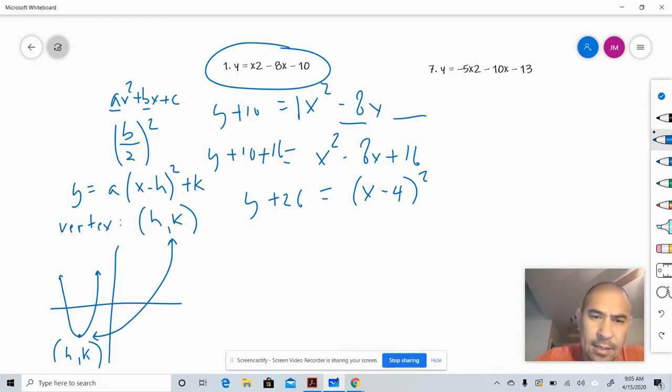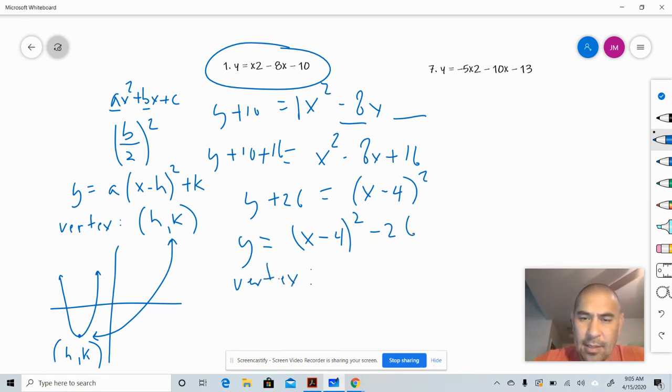Last thing to do is just to clean things up and subtract 26 from both sides so I can get y by itself. So y will be equal to x minus 4 squared minus 26. And now I'm in graphing format, and then the vertex, or the locator point, is just going to be 4, -26.